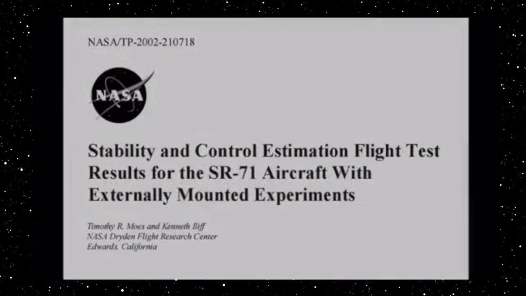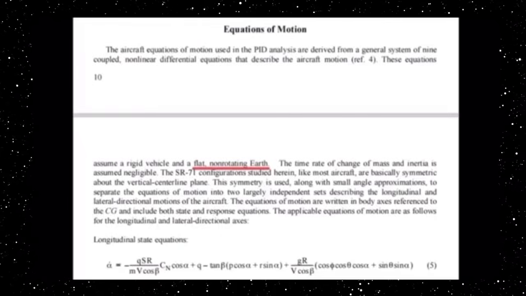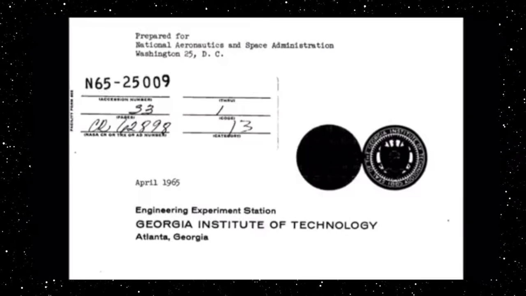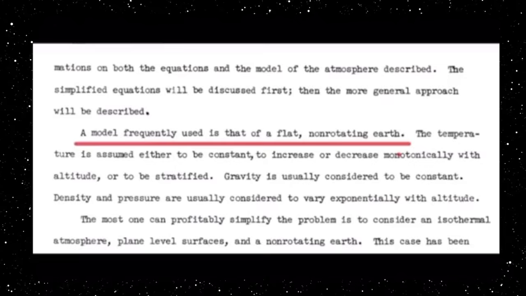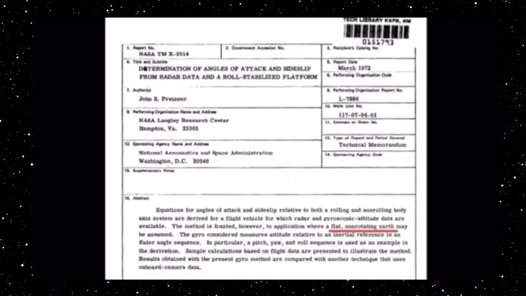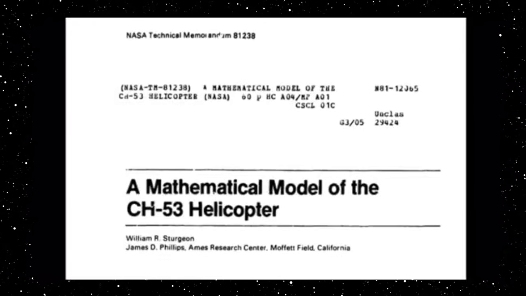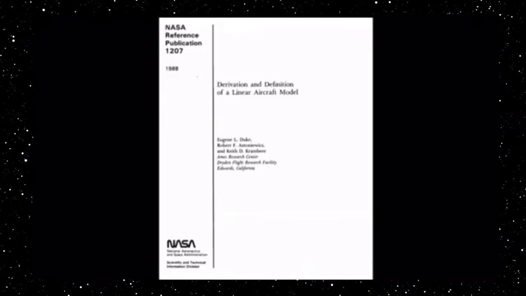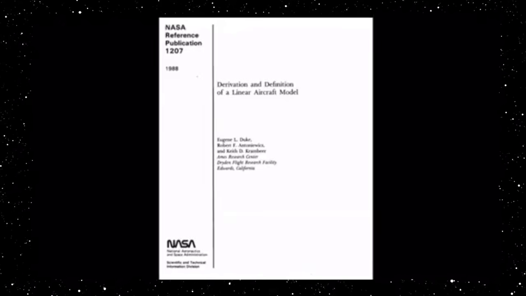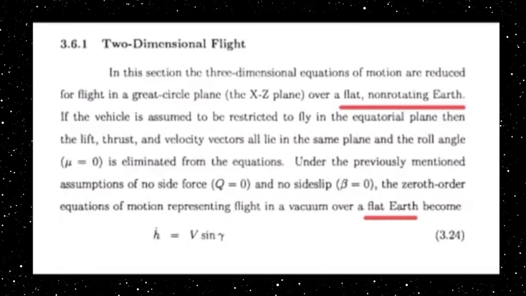For example, this NASA document assumes a flat, non-rotating Earth. Georgia Institute of Technology, on behalf of NASA, the model used is a flat, non-rotating Earth. Technical memo from the NASA Langley Research Center, flat, non-rotating Earth. NASA Technical Memorandum, flat, non-rotating Earth. NASA publication on the derivation and definition of a linear aircraft model, flat, non-rotating Earth. NASA contractor, flat, non-rotating Earth, and flat Earth assumptions.